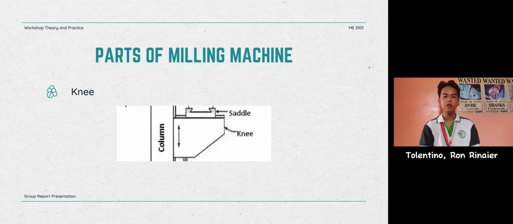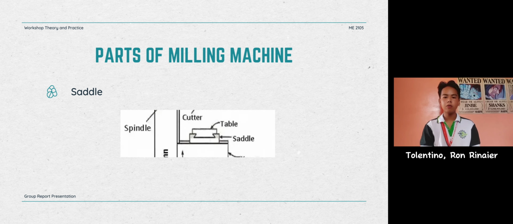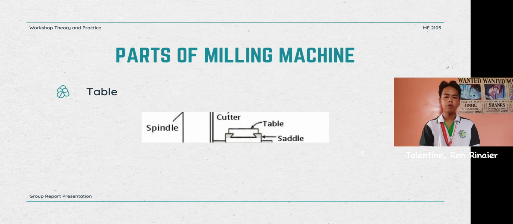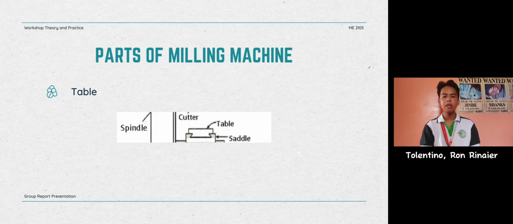The knee is a vertical adjustable component that moves up and down along the column, allowing adjustment in the vertical positioning of the work table and workpiece. The saddle, mounted on the knee, moves horizontally along the way, supporting the table and allowing longitudinal movement of the workpiece. The table supports the workpiece and can be tilted at various angles for angular milling.